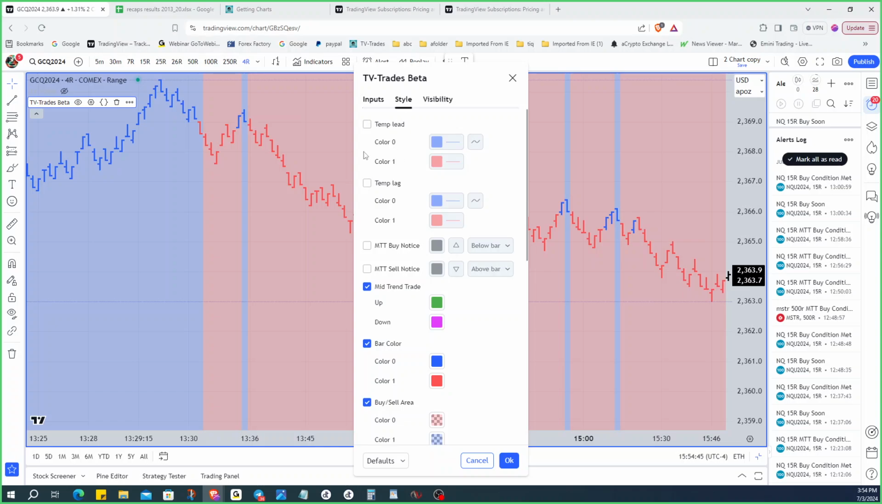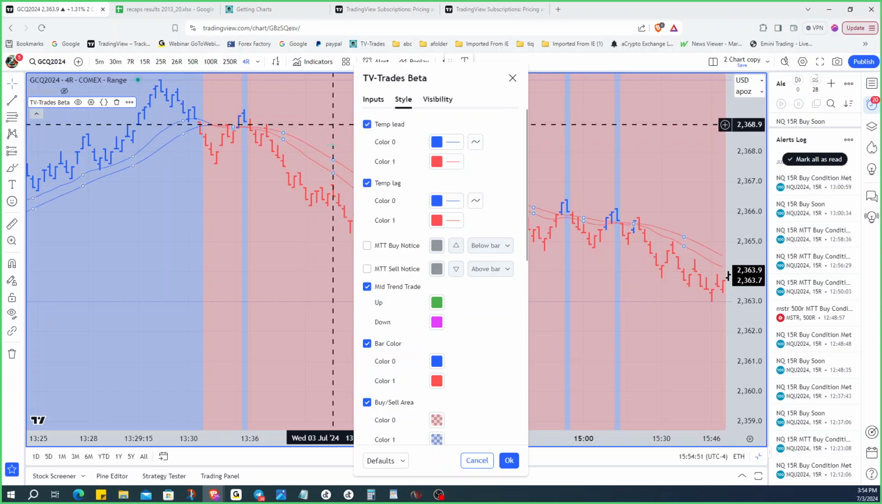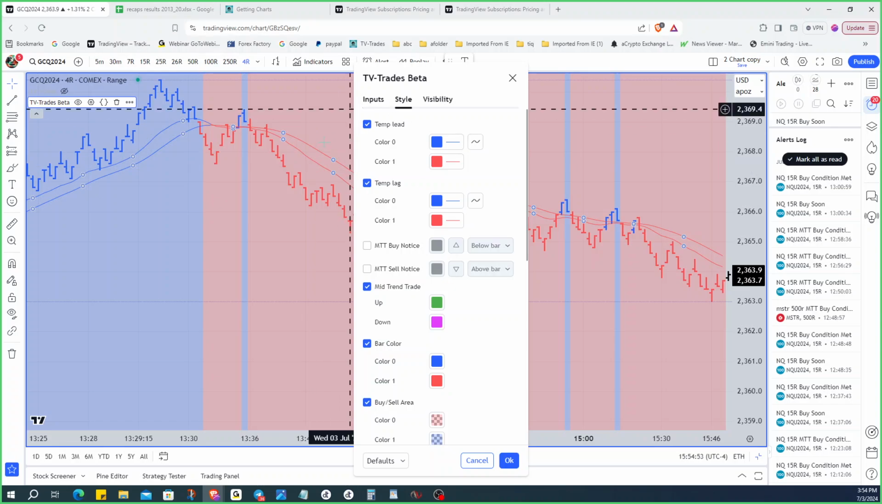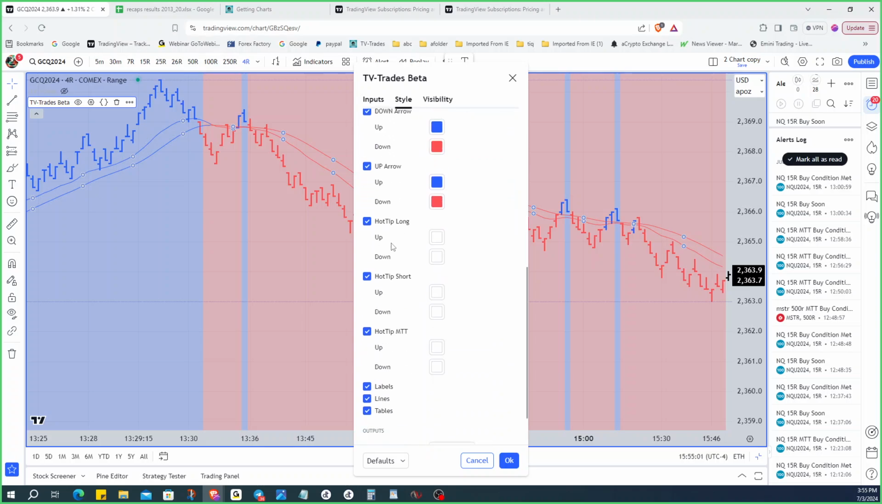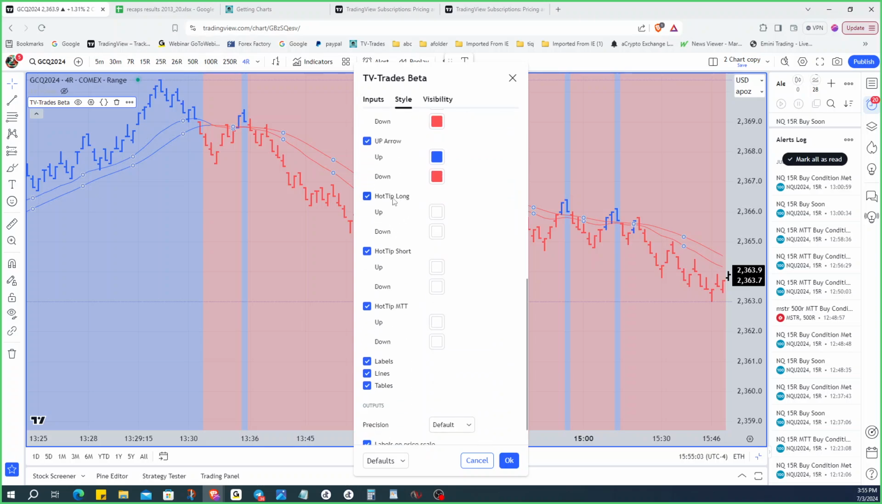But under style now, I have this other stuff that I'm working on for you. Now this is in the beta version that you're going to have access to. This is not going to be in the version that gets released in the future. These are just things that I'm looking at in the future that I'm going to maybe put on, maybe not put on. But you have access to this right now if you have the beta version.